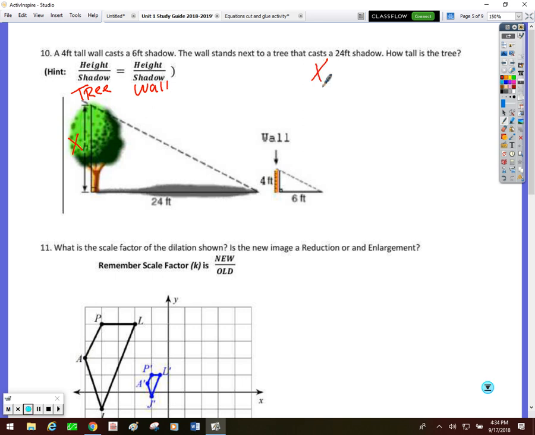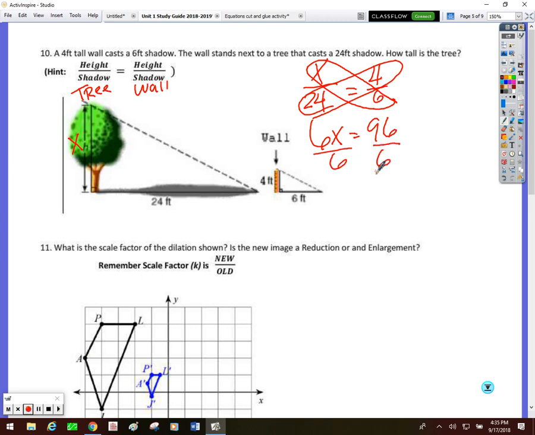So the height of the tree over the shadow of the tree is equal to the height of the wall over the shadow of the wall. Well, if I cross multiply, 6 times x is 6x. 24 times 4 is 96. If I divide by 6, that's going to give me x is equal to 16.